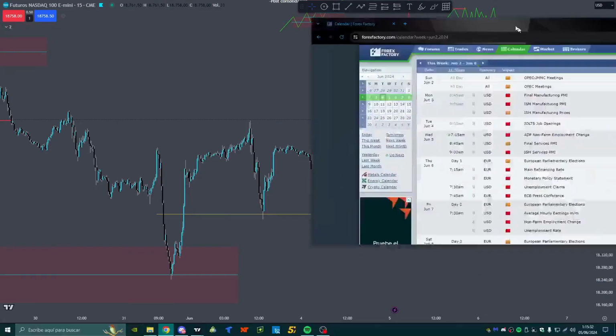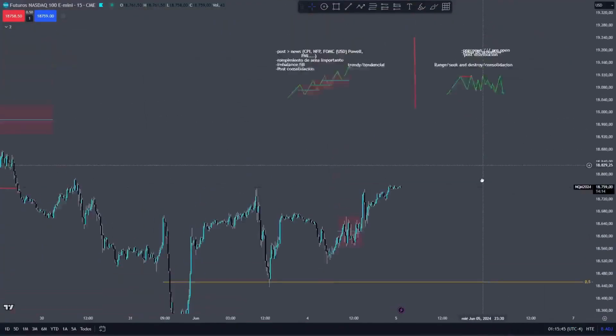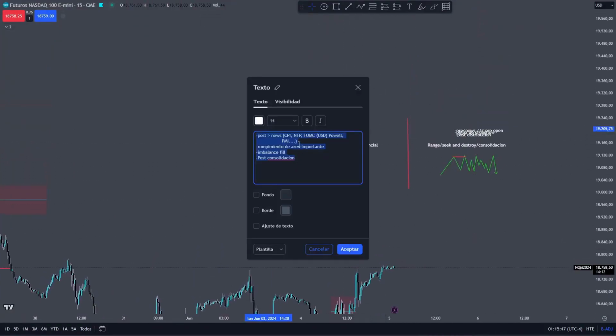And especially this coming week, when NFP on Friday is also coming. Well, in fact, right now, I missed the news. Posting unemployment claims here. It usually causes some movement too.